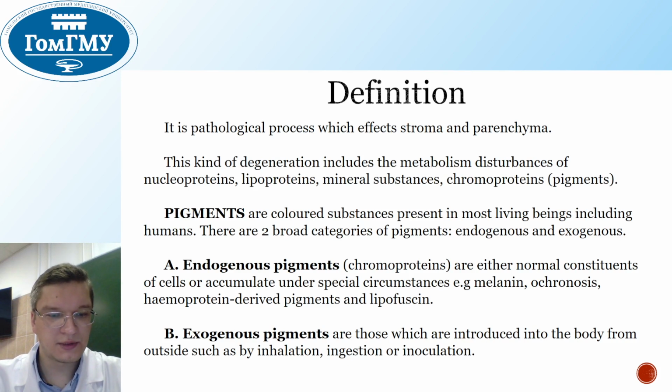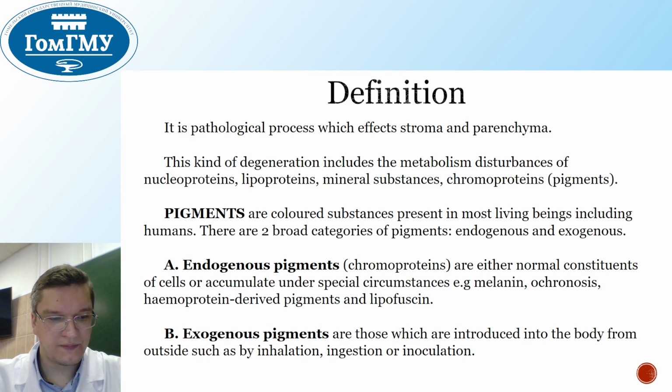Pigments are colored substances present in most living beings, including humans. There are two broad categories of pigments: endogenous pigments and exogenous pigments. Endogenous pigments are either normal constituents of cell or accumulate under special circumstances, like melanin, ochronosis, hemoprotein-derived pigments, and lipofuscin. Exogenous pigments are those which are introduced into the body from outside, such as by inhalation, ingestion, or inoculation.